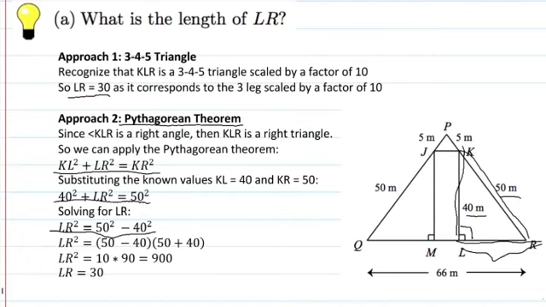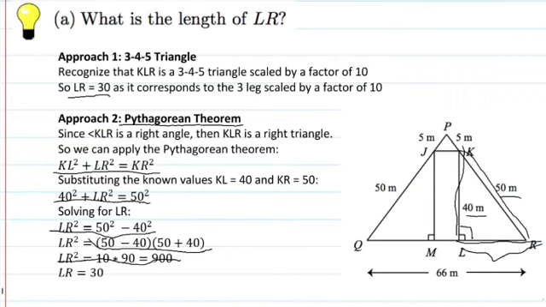At this step, I don't go and expand 50 squared and 40 squared because that will make the numbers bigger. Instead, I apply the difference of squares factoring to get 50 minus 40 times 50 plus 40 on the right-hand side. Now this is much easier to compute, as 50 minus 40 leaves us with 10, and 50 plus 40 is 90. So we have that LR squared equals 10 times 90 equals 900.